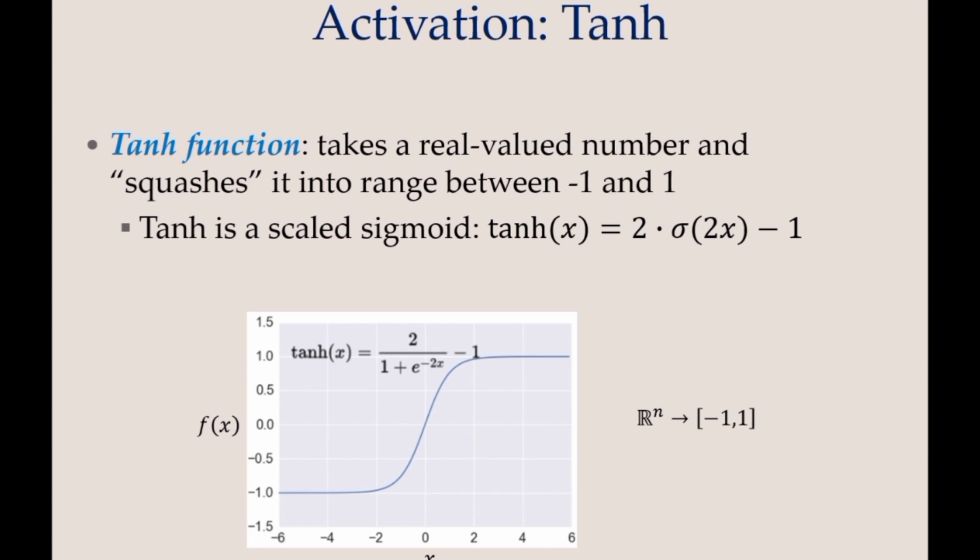The next activation is tanh. It takes a real-valued number and squashes it into the range between minus 1 and 1. Like the sigmoid function, tanh neurons saturate. But unlike sigmoid, the output is zero-centered, so it is preferred over sigmoid. The tanh is a scaled sigmoid, represented as tanh of x equal to 2 times sigma of 2x minus 1.